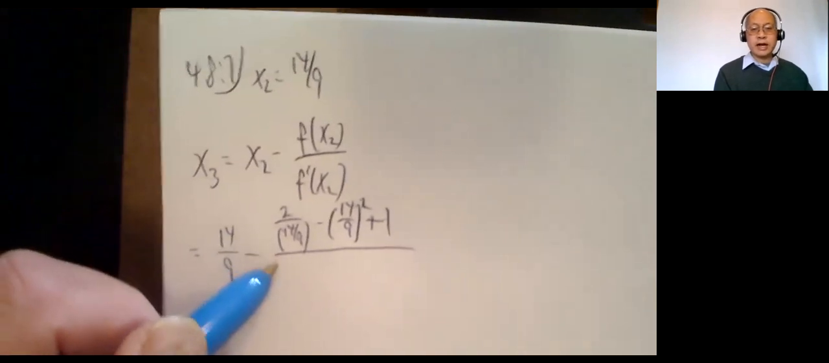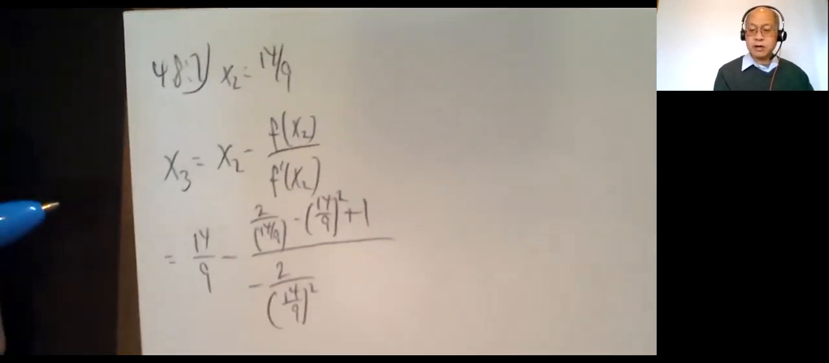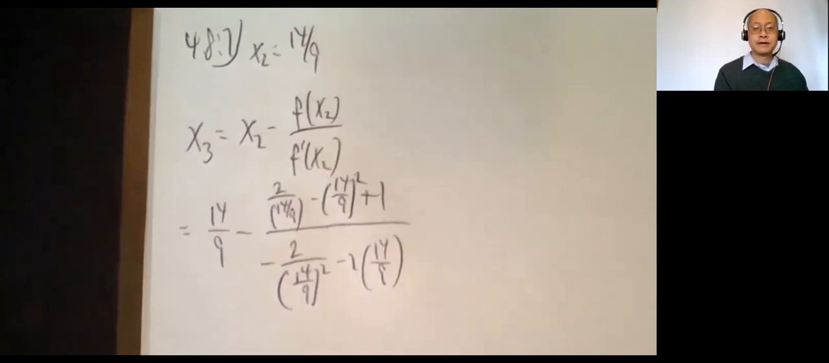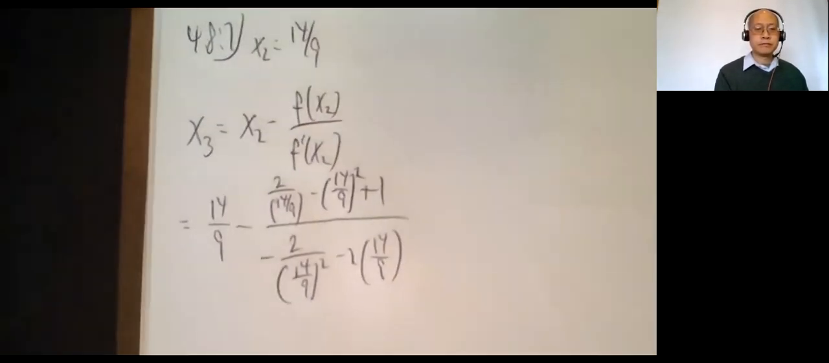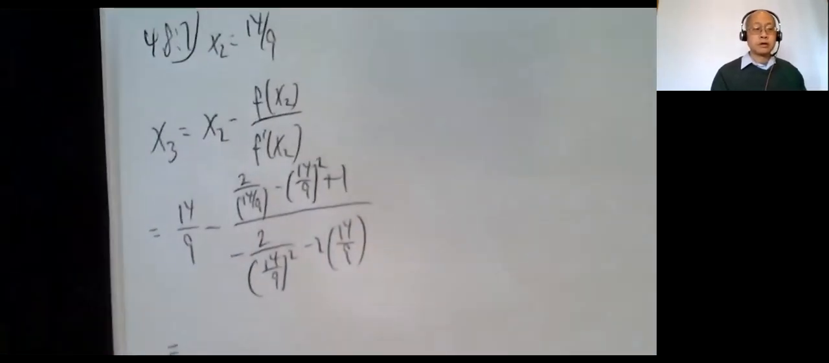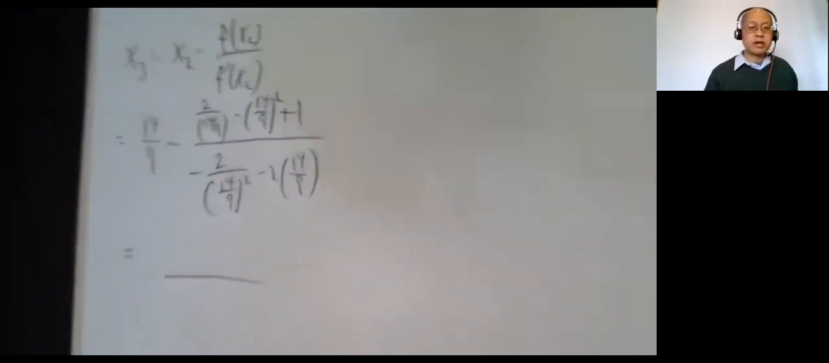Okay, so that's the function. And then I throw it into the derivative: negative 2 over 14/9 squared minus 2 times 14 over 9. All right, let me actually type that out now. Since I botched it up before, I will have to figure that out. So I'm plugging in 14 over 9. I'm going to store that in my answer.